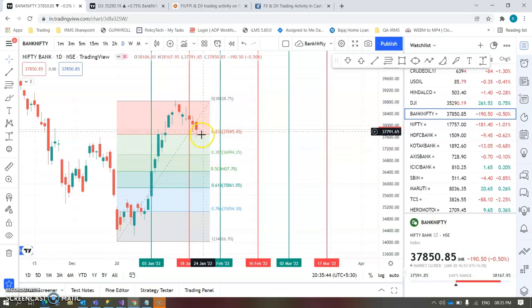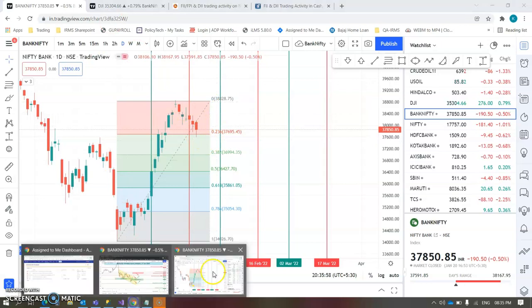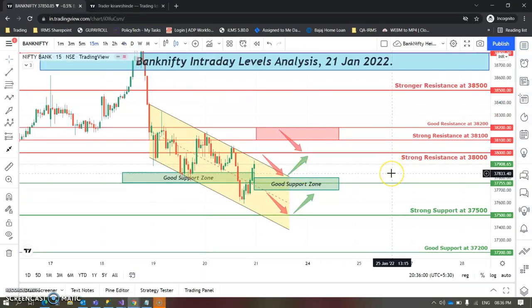So tomorrow I am still expecting this kind of similar candle forming at these particular levels. The market may come down in the first half and then bounce back as well. So this is from the day view point. Now let us go and see the intraday levels.